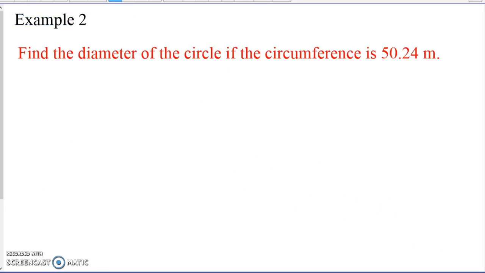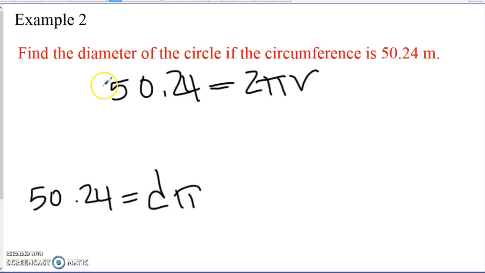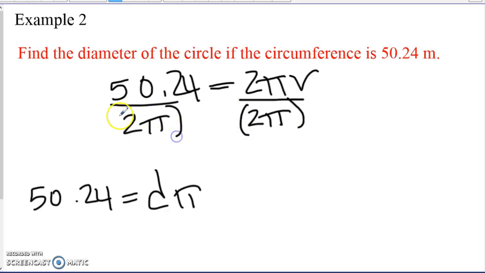The other way I can ask the problem is to ask you for the diameter, or the radius, if I give you the circumference. So since it's 50.24, I'm going to say 50.24 equals 2 pi r. Another way you could do it is 50.24 equals d pi, since I'm asking for the diameter. If you use 2 pi, it's okay to divide by 2 pi at one time, but please make sure you either put it in parentheses or change that to 3.14 times 2, which is 6.28.